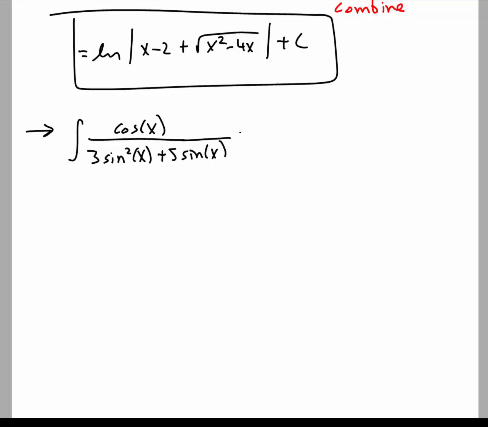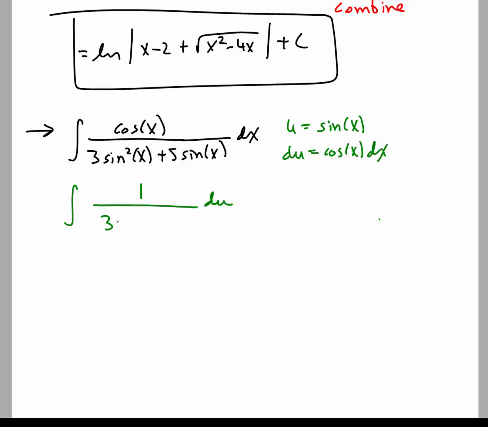Now if you look at this one, it doesn't really look like it lends itself to much here. The first time I looked at this, I thought, oh, well, let's do a substitution and then maybe complete the square. So let's start with the substitution. If I let u equal sine of x, du would be cosine of x dx, and I have that. So rewriting this, cosine of x dx is just going to be my du. So this would be 3u squared plus 5u. So this is my new integral.